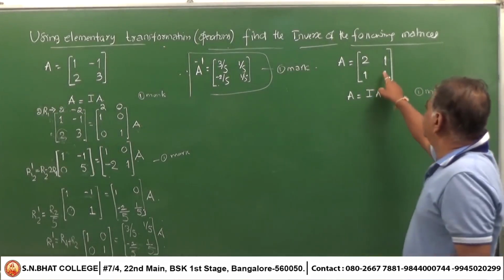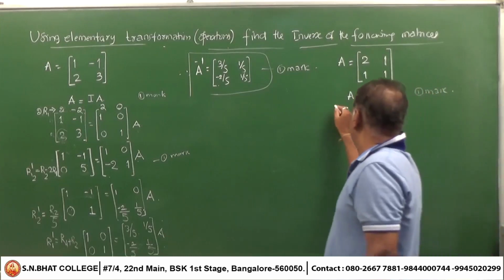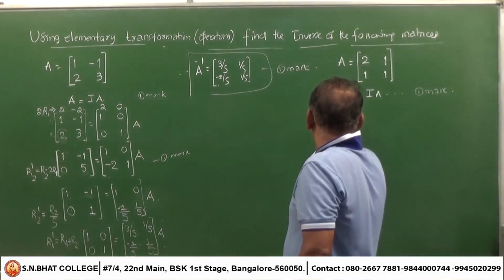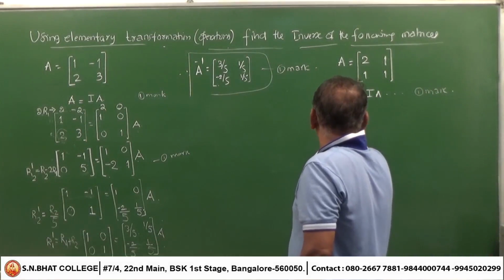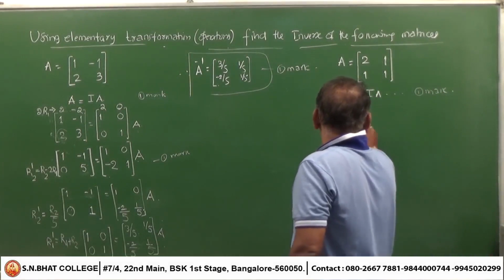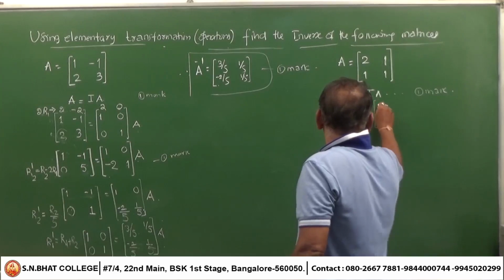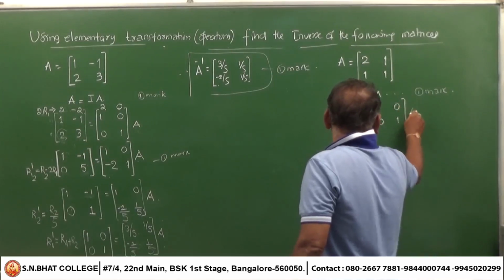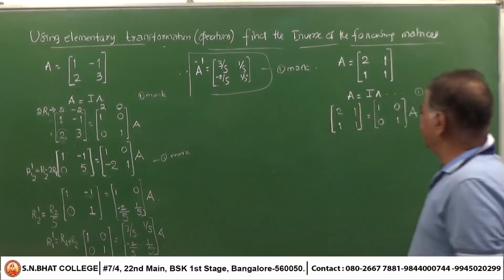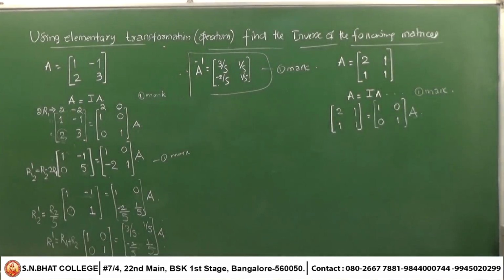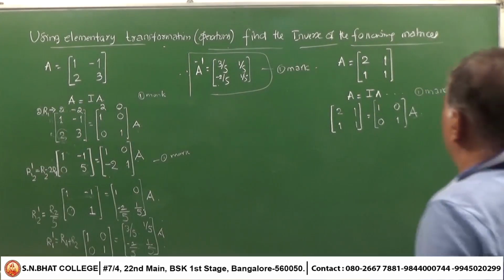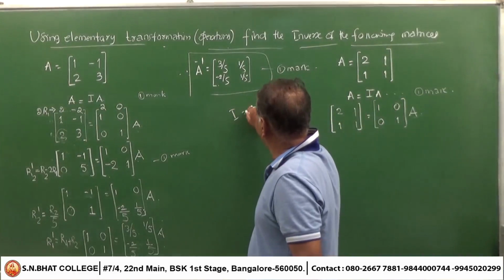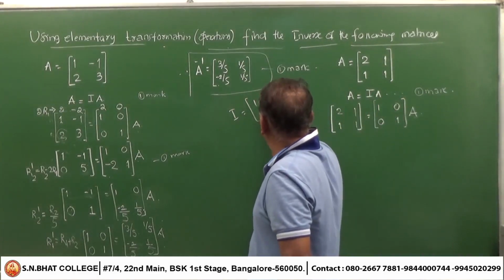Right hand side, don't replace this matrix. Left hand side, you replace this matrix. 2, 1, 1, 1, A is equal to I, which is 1, 0, 0, 1. Don't replace A on the right hand side, just write it. See, on the left hand side I should make that matrix as I, 1, 0, 0, 1.